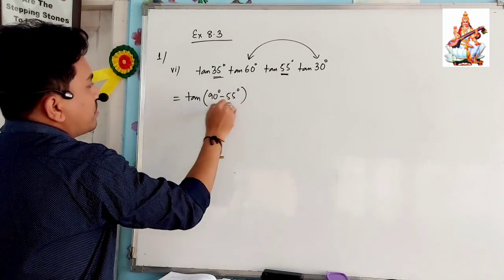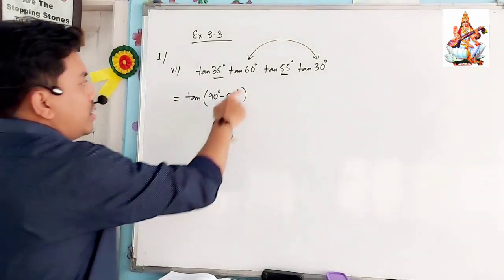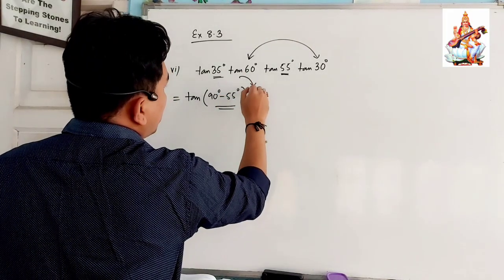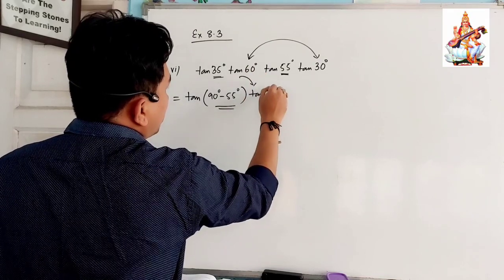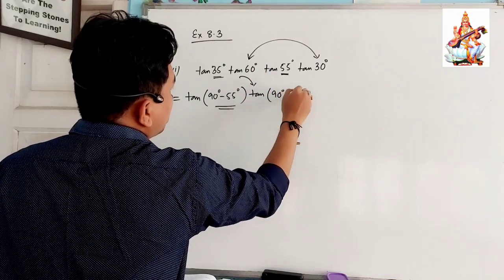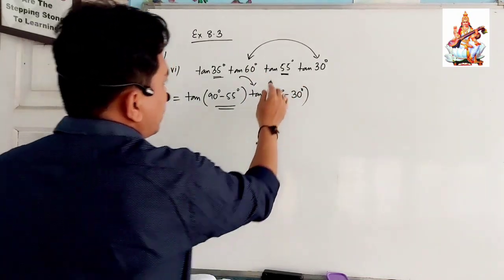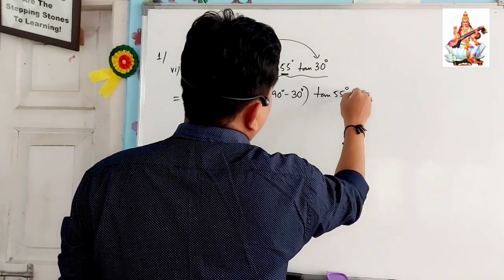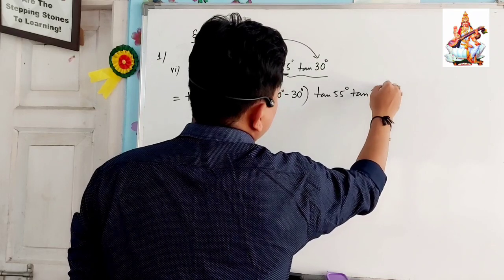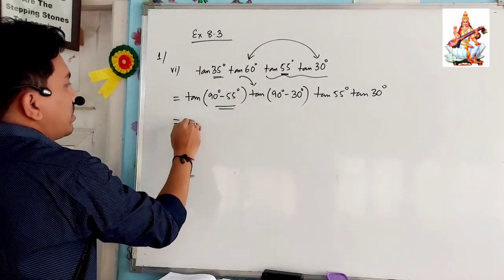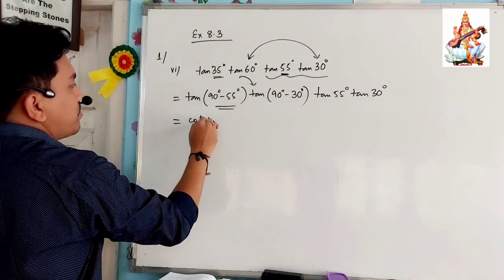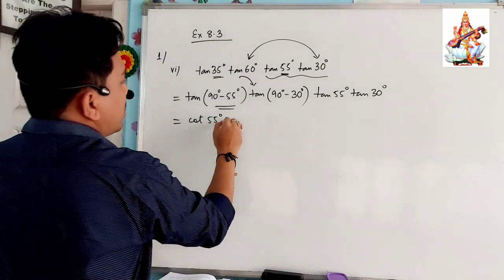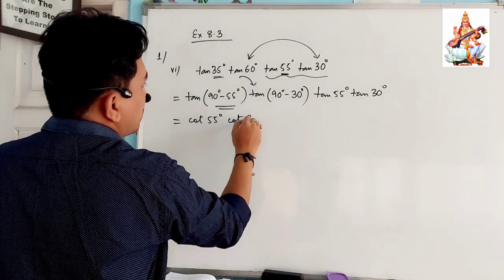Yes, in place of 35 we can write 90 minus 55. tan 10 will remain as tan 10 only. 60 can be written as what? 90 minus what? 30. Okay. The remaining 2 will be same. These 2 will be same. tan 55 and tan 30. Okay. So tan will turn to what? cot A is what? 55 degrees. And here tan will turn to cot again, 30 degrees.